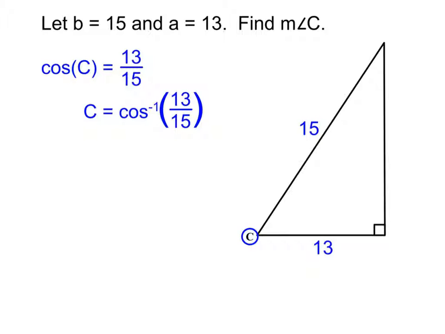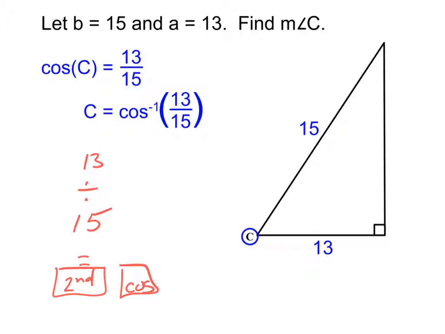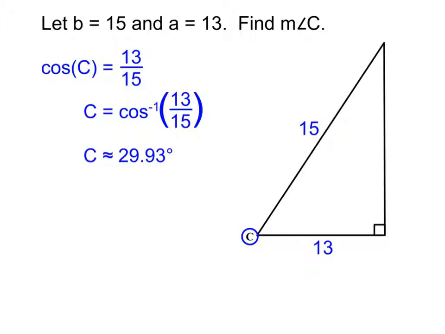If you're on a scientific calculator, you start by doing 13 divided by 15 and get that number. And then you do second cosine. And if that calculation works correctly, you should get 29.93 as our answer there.